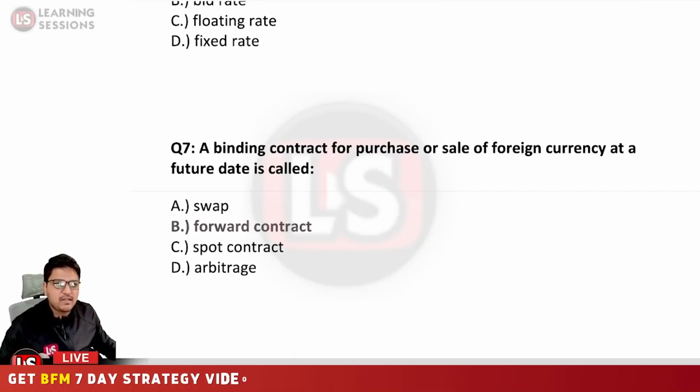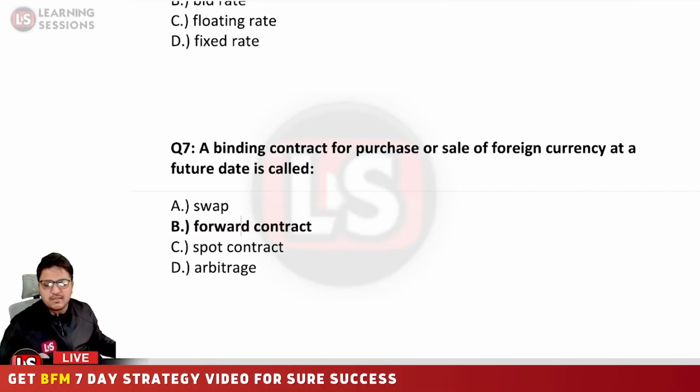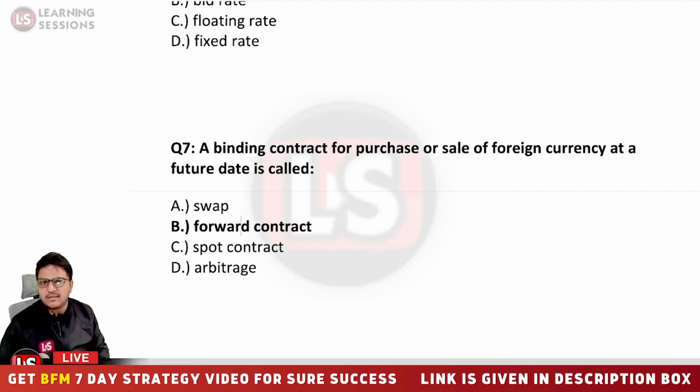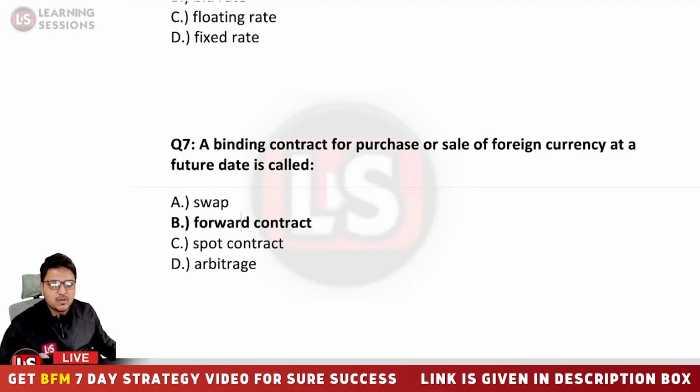Now what is a derivative? A derivative is an asset which derives its value from the underlying asset. It does not have any value of its own. And what type of derivative is it? It is an OTC, over the counter traded derivative. So option B is the right answer. Question number 7, option B is the right answer, and Naina has answered correctly at the earliest.